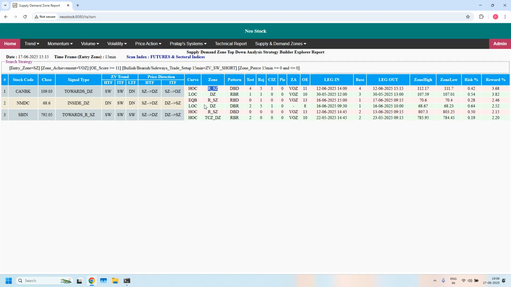See, this is already tested 5 times. This is tested once, and this is the fresh one. See, provide lesson 20 checklist item should be supported. Okay, fine. Next, bullish trade setup.